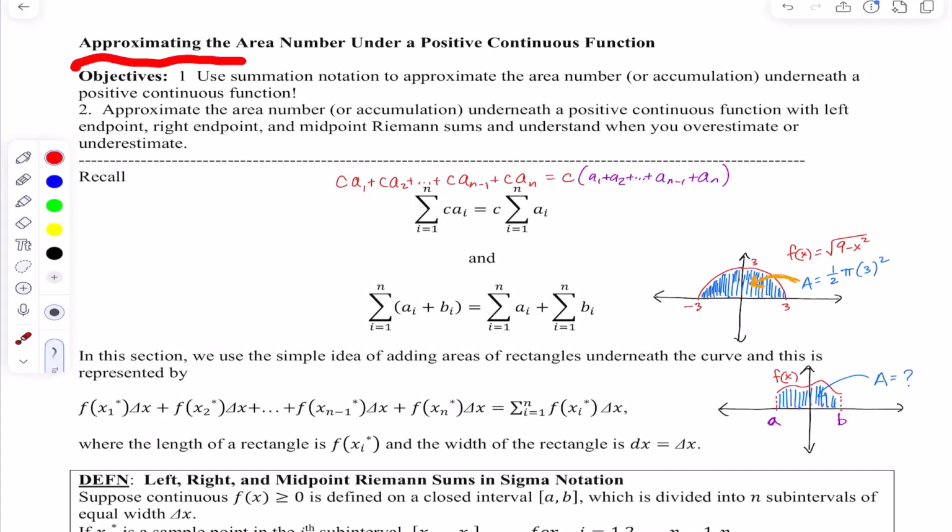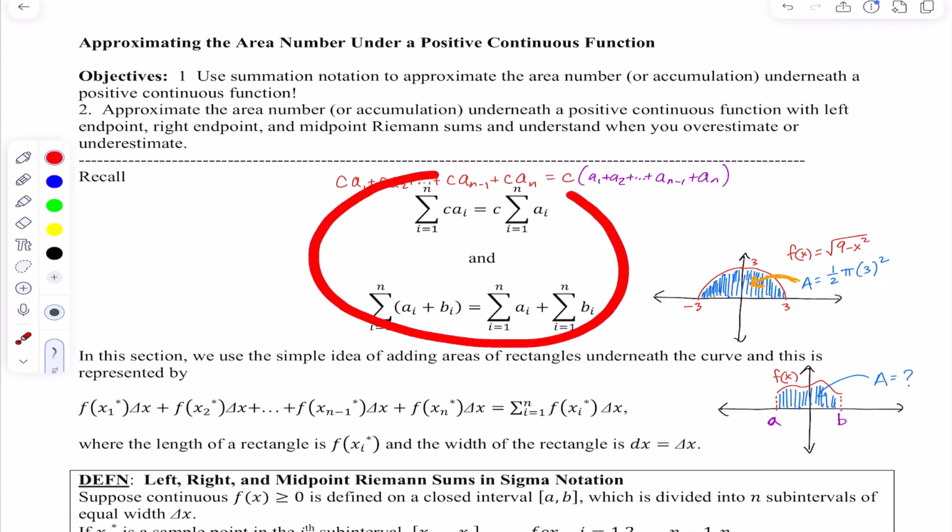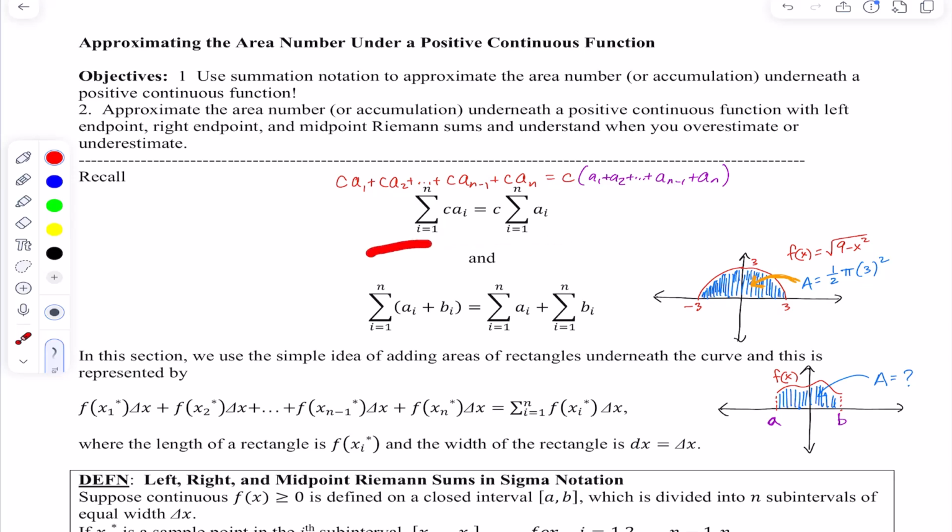Let's talk about approximating the area under a positive continuous function. You got to recall some summation notation. We're going to be using this today. Our objective is to use summation notation to approximate the area number, or what I call the accumulation number, underneath a positive continuous function.